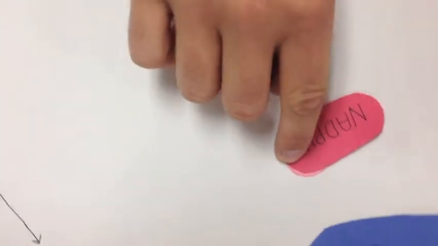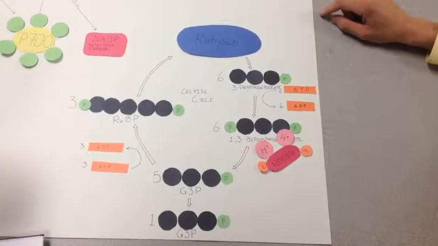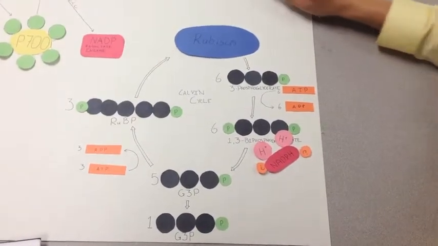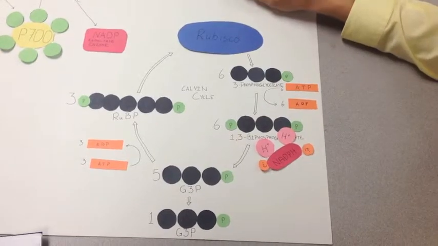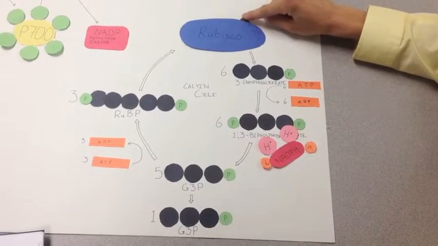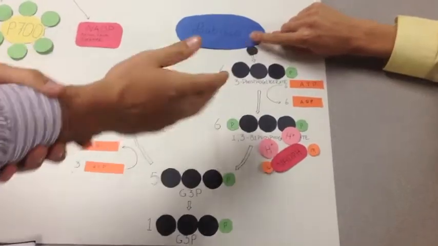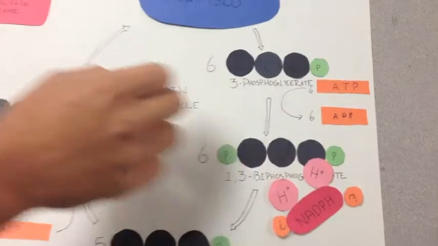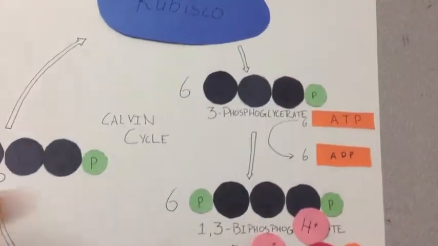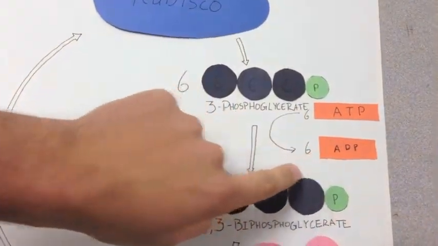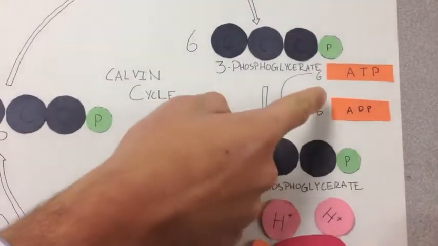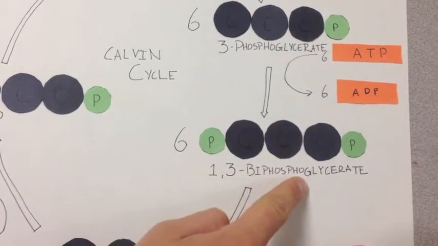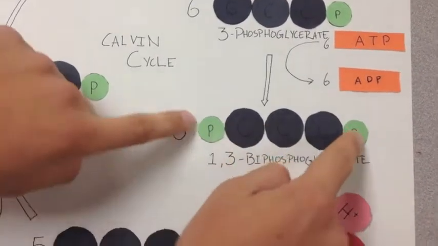Hello and welcome to the Calvin cycle. Here we have our Rubisco enzyme, which, when CO2 molecules come into it, make a 3-phosphoglycerate, which is comprised of 3 carbon atoms and 1 phosphate. Then ATP phosphorylates into ADP, thus giving 1 phosphate to the now 3-biphosphoglycerate, which is right here, which has 2 phosphates.